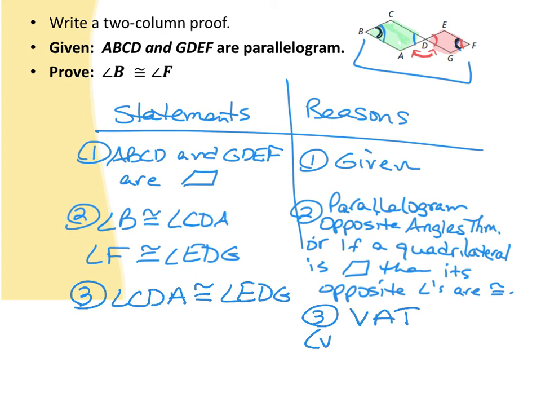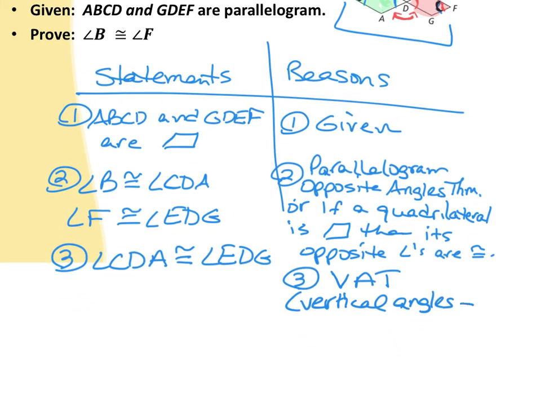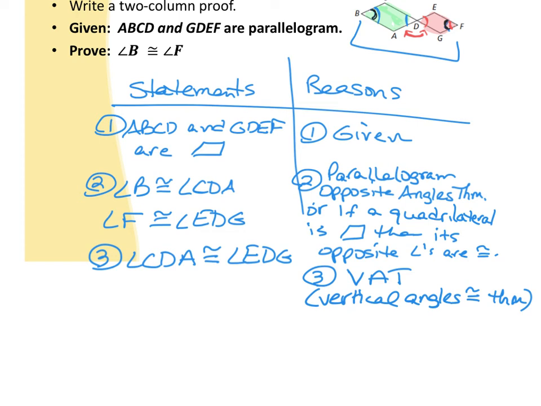So this is the vertical angles congruence theorem. Again, you can just put VAT. Now that I've established in step 2 that B is congruent to CDA and F is congruent to EDG, now I can do a substitution. So now I could just substitute and say that angle B is congruent to angle F, and that's what I was trying to prove in that substitution.